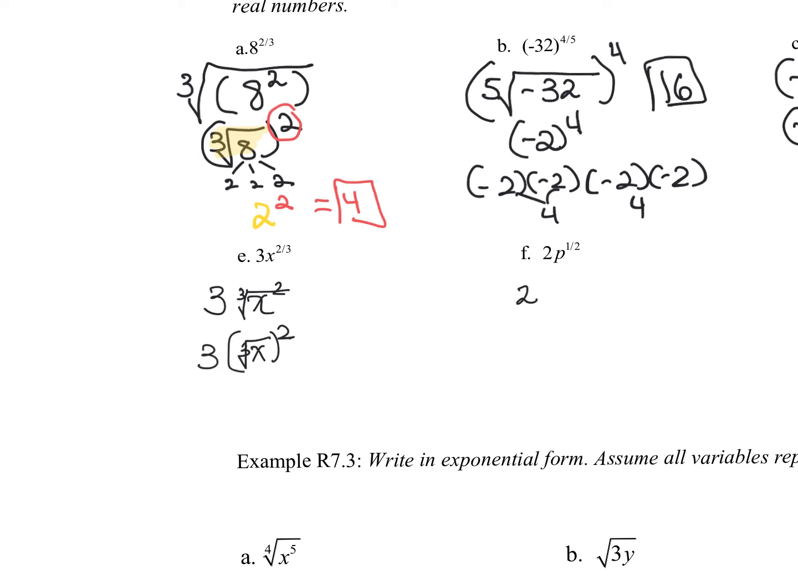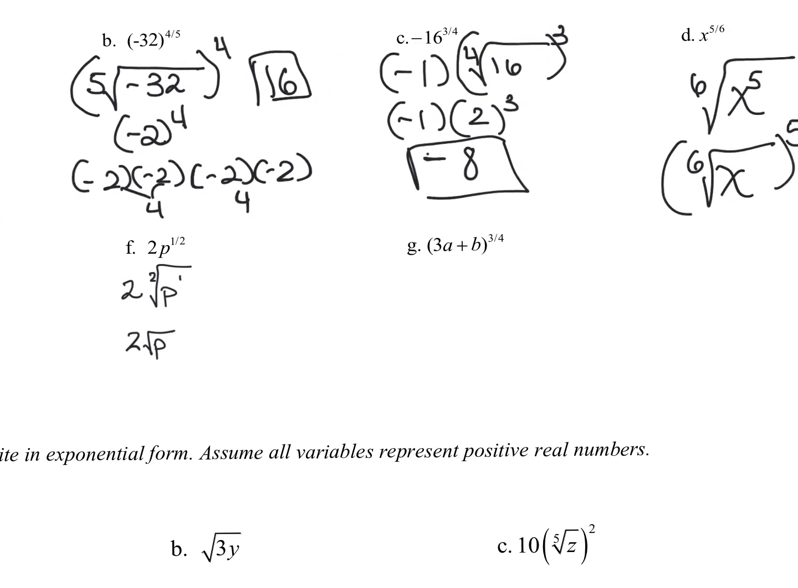Letter F is 2p to the 1st and then square root. We don't need the 2 or the 1 though, so we can just write 2 square roots of p. The last one's a little bit trickier, but we got this. The last one, I'm going to write 3a plus b. This gets raised to the 3rd power, and then I just take the 4th root. So the trick is to leave the parentheses and make sure everyone gets the 3rd power.